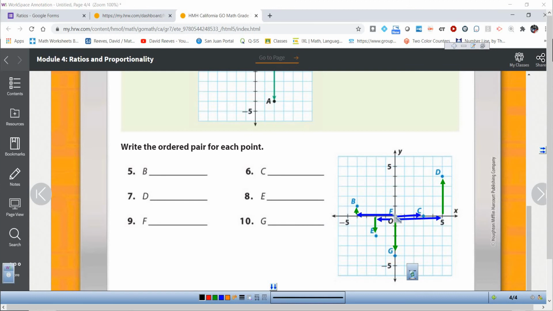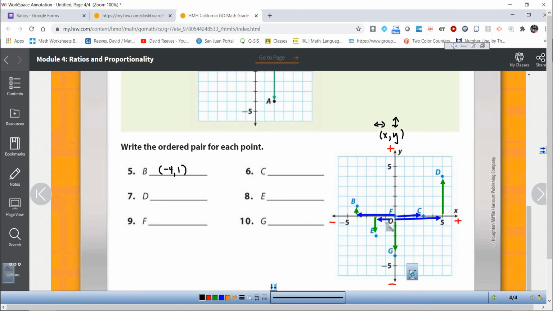Okay, so let's take a look here. Let's start with B. So B, I went, remember, this is negative. This is positive, this is positive, and this is negative, right? So I went back 1, 2, 3, 4, and I went up 1, right? So the point for B would be negative 4, 1. Remember, it's always x, y.